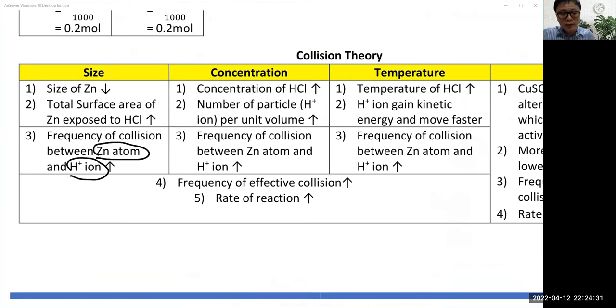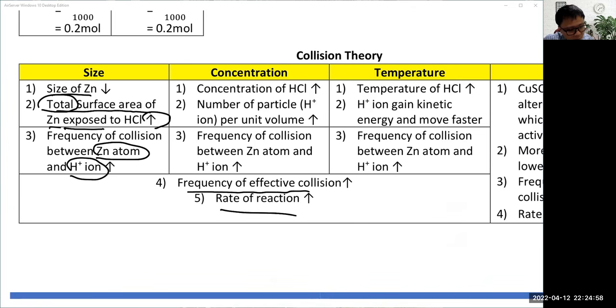So I roughly go through the collision theory. First, size. When the size is smaller, the total surface area of zinc exposed to hydrochloric acid will be bigger, you must write total. With more surface, the frequency of collision between zinc atom and hydrogen ion will be higher. Then the frequency of effective collision will increase, then the rate of reaction will increase.